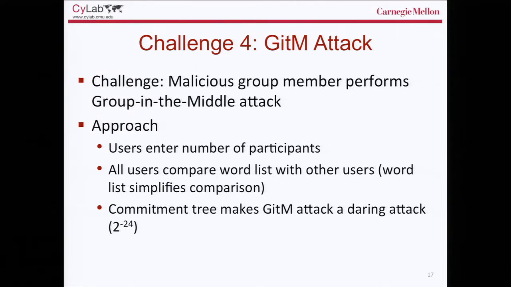So the last challenge is this group-in-the-middle attack, where malicious group members perform this attack. So the users enter the number of participants as one of the approaches, right? We only want to accept the exact number of pieces of user data we expect. If we have 3 people, we don't want 4, right? If we get 3, one of them could be from an attacker. Of course, that is going to make the hash different on each phone, and we can detect it.